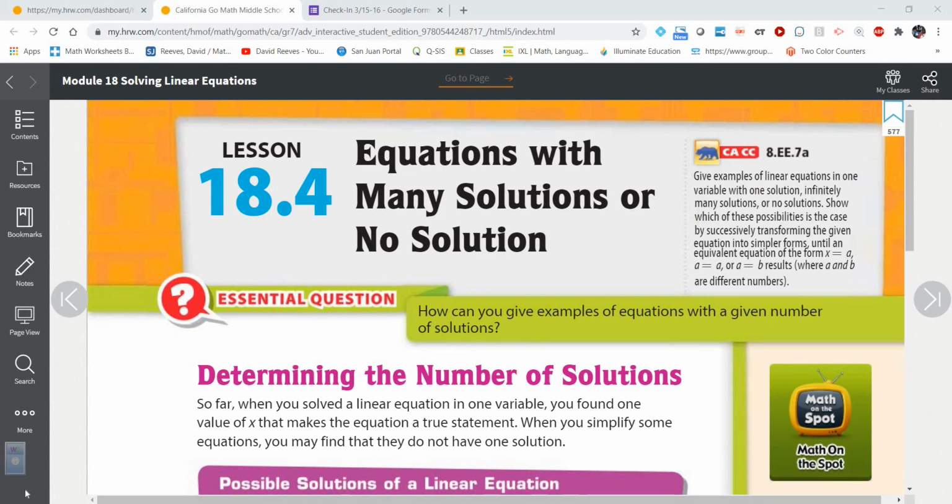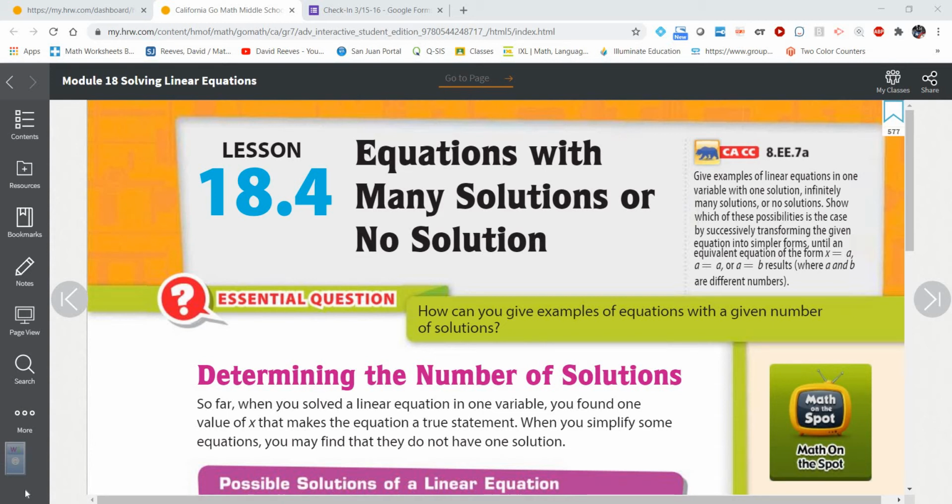Today we're looking at lesson 18.4 in the Accelerated Math 7 book, equations with many solutions or equations with no solutions. So we've been solving equations for a while now: one-step equations, two-step equations, multi-step equations, equations with rationals. But did you ever stop and think that an equation might not have a solution? Or perhaps an equation is always true.